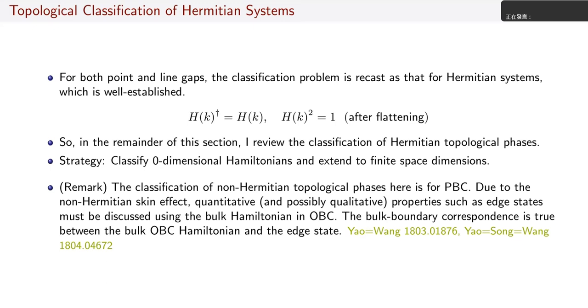Okay, so let me quickly explain how to get the classification table in Hermitian test. As I said, for both point and line gaps, the classification problem reduces to the Hermitian system, which is very established. So the strategy is the following. First we classify zero-dimensional Hamiltonian, and extend this result to finite space dimension.